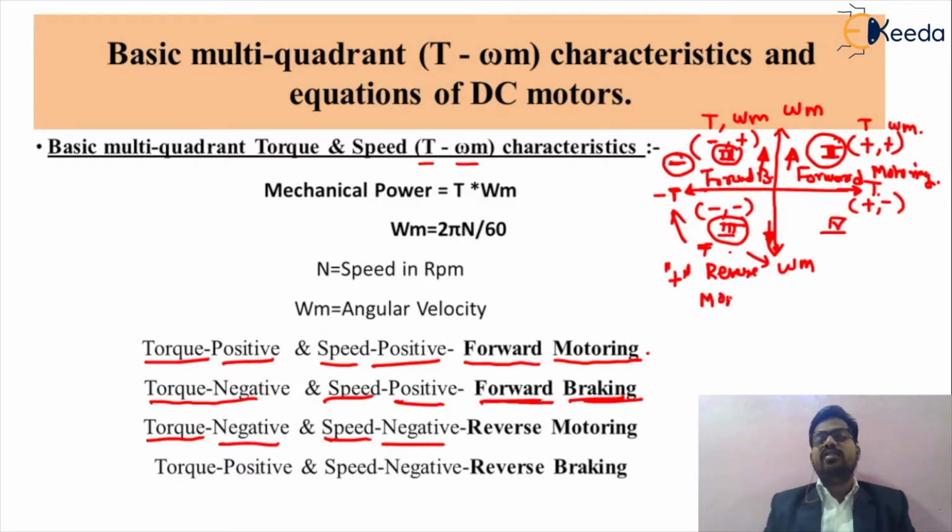Why do we call it reverse motoring? Because in motoring operation mode, as we know, electrical energy is converted into mechanical energy, but in reverse direction, because negative times negative gives a positive resultant. So that's why this is called the reverse motoring mode.